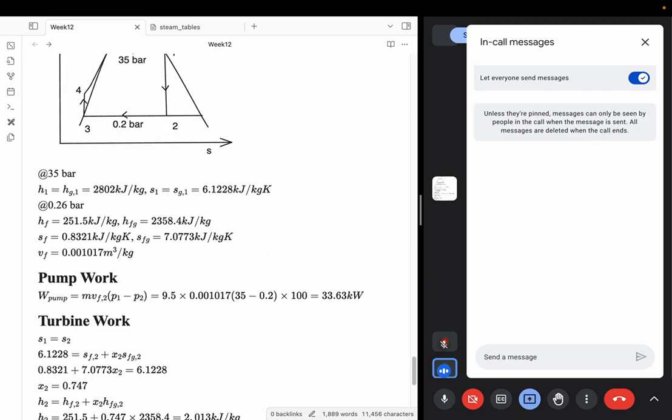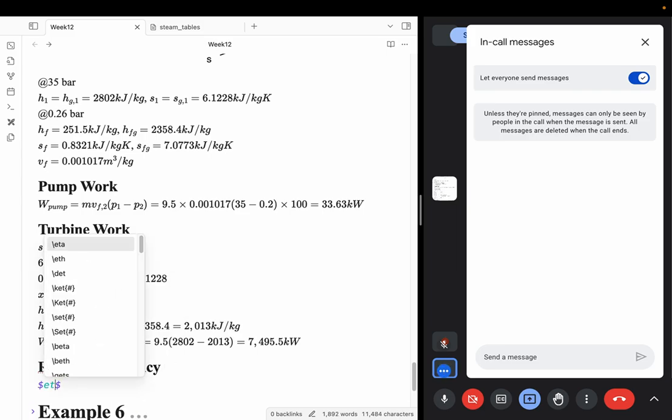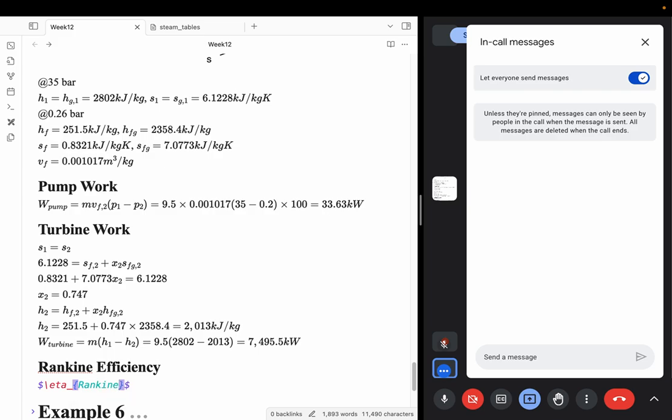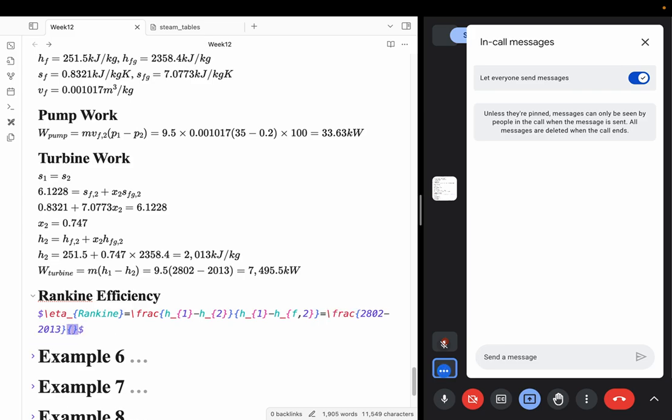Now, the third part is to calculate the Rankine efficiency. So, how do you calculate the Rankine efficiency? Which we have done just now. So, it's basically whatever is the work done divided by whatever is the heat supplied. So, heat supplied is H1 minus HF2, approximating it this way, you're essentially neglecting the pump work. So, you have all the values with you. I'll directly substitute the values here. H1 we have 2802 minus H2, 2013, divided by H1 minus HF2, which is 51.5. That is around 0.309.